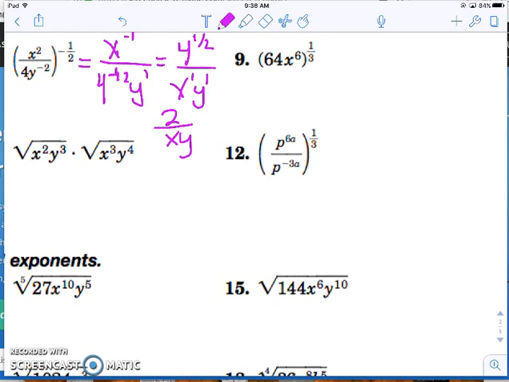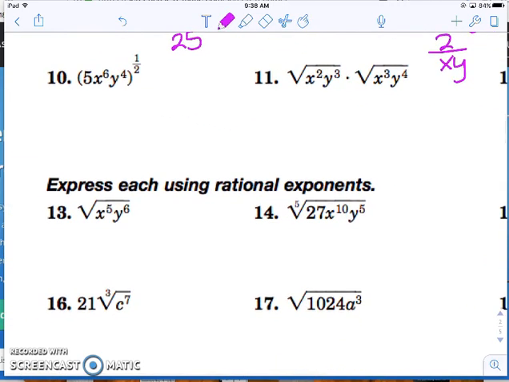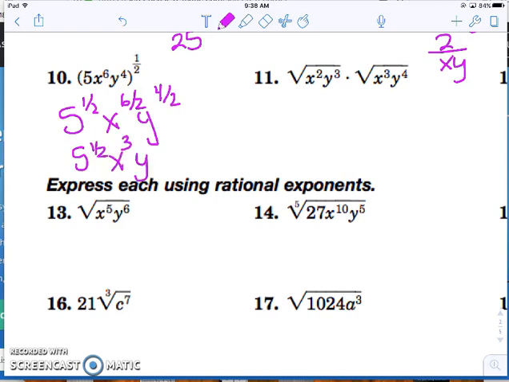If we distribute on this next one, 64 to the 1/3, x to the 6/3. Though the third root of 64 is 4, so 4x squared. And distributing again, so 5 to the 1/2, x to the 6 over 2, y to the 4 over 2. So 5 to the 1/2, x to the 3rd, y squared.